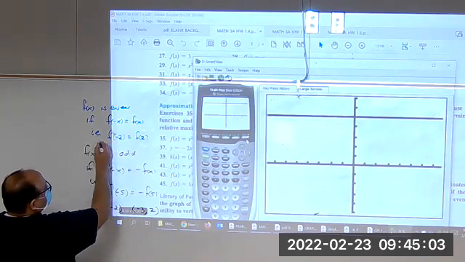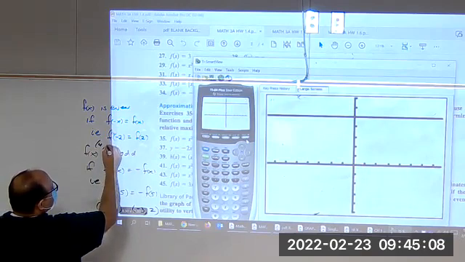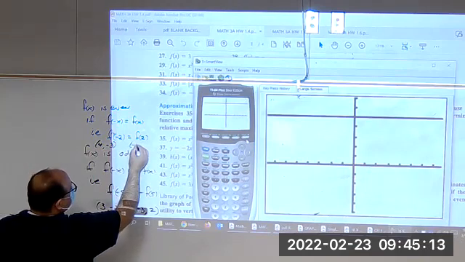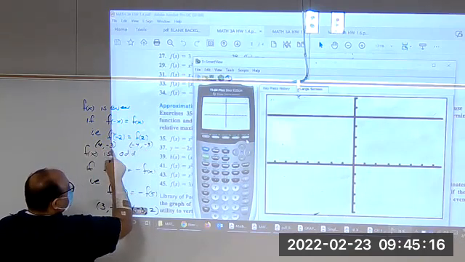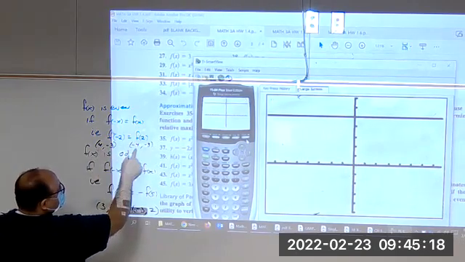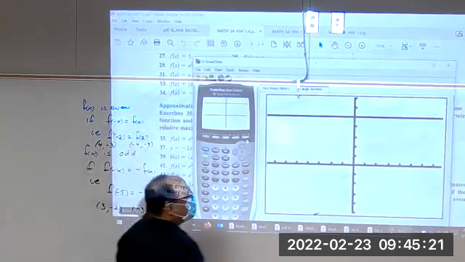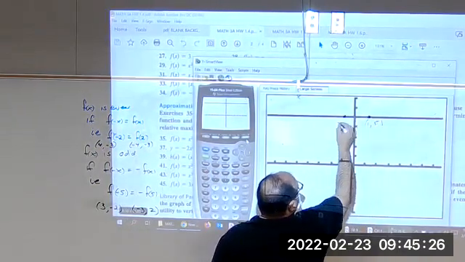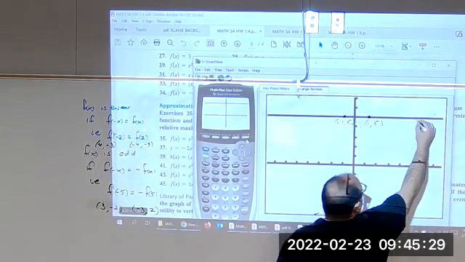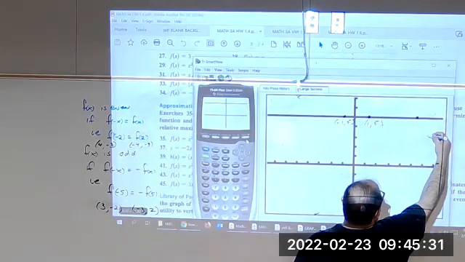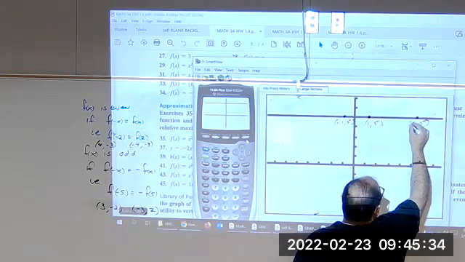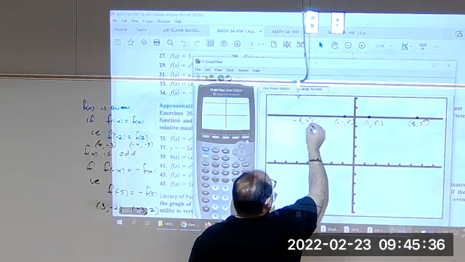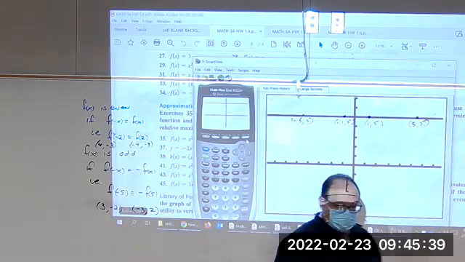If I plug in +4 and I get -3, and then when I plug in -4, I still get -3. The left side and the right side, I get the same y value. So right here, when I plug in 1, I get 5. When I plug in -1, I get 5. When I plug in 5, I get 5. When I plug in -5, I get 5. It's even.